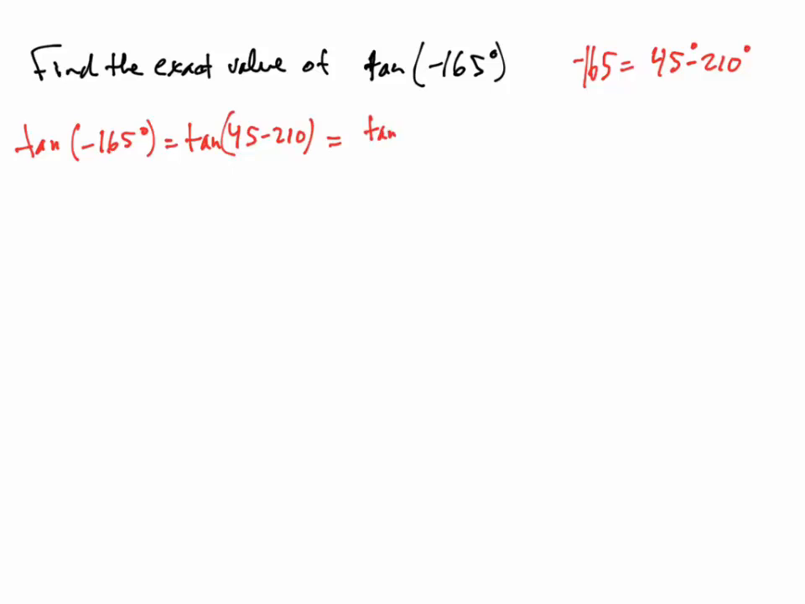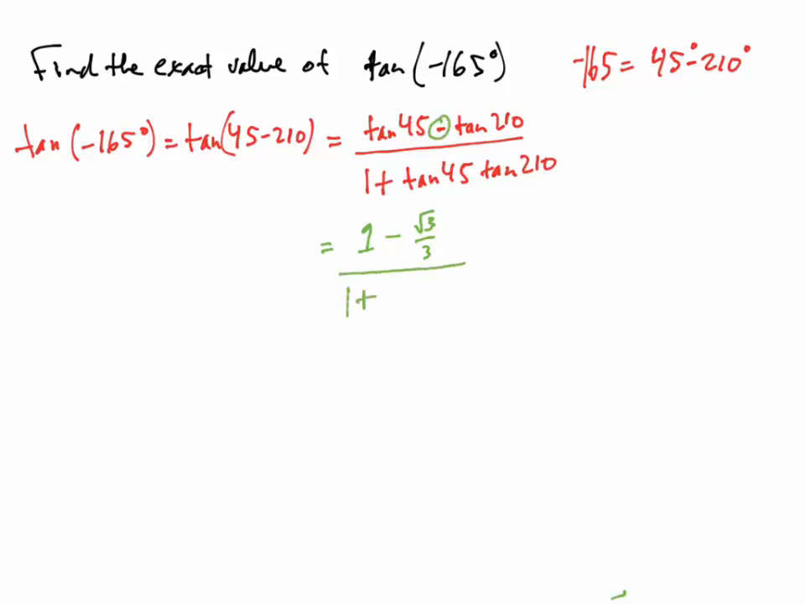So tangent of the first minus tangent of the second divided by 1 plus tangent 45 tangent 210. So moving on, tangent 45, that's 1. Tangent of 210, well that is 1 over root 3 or root 3 over 3. That's in the third quadrant. It's positive there, but we use this negative sign.